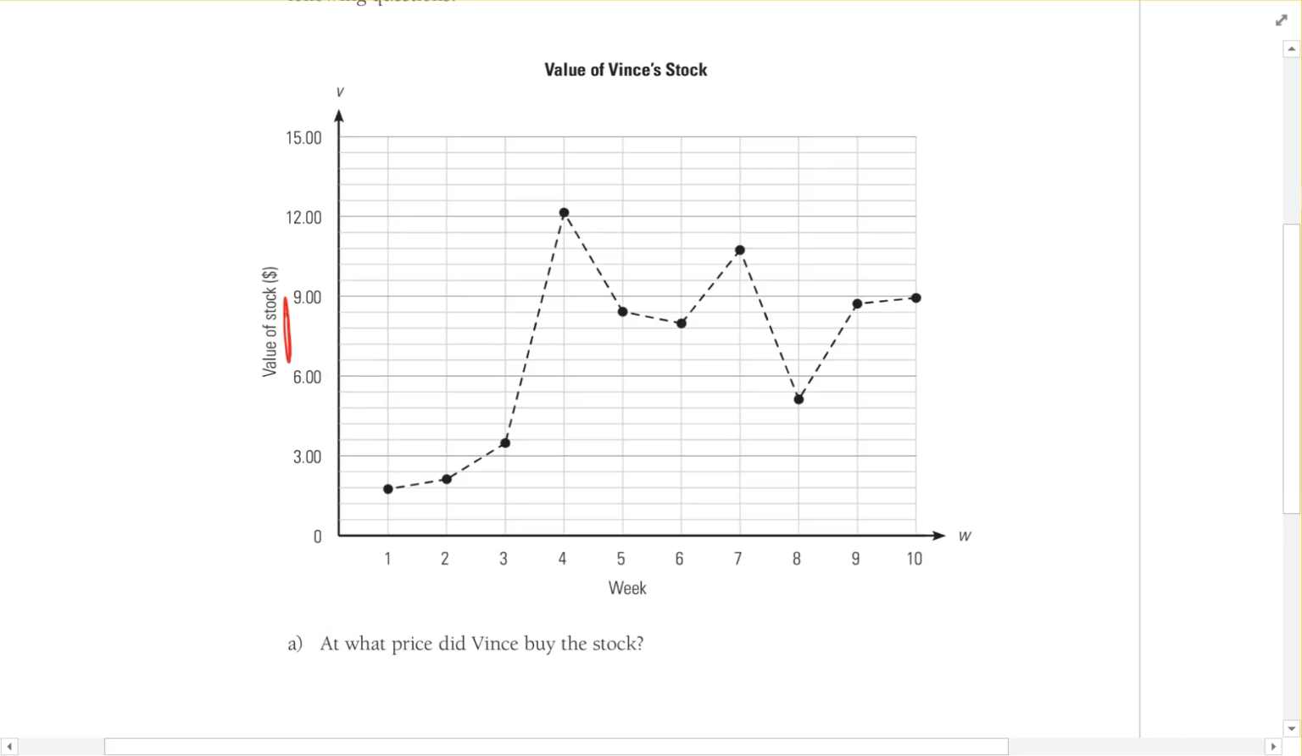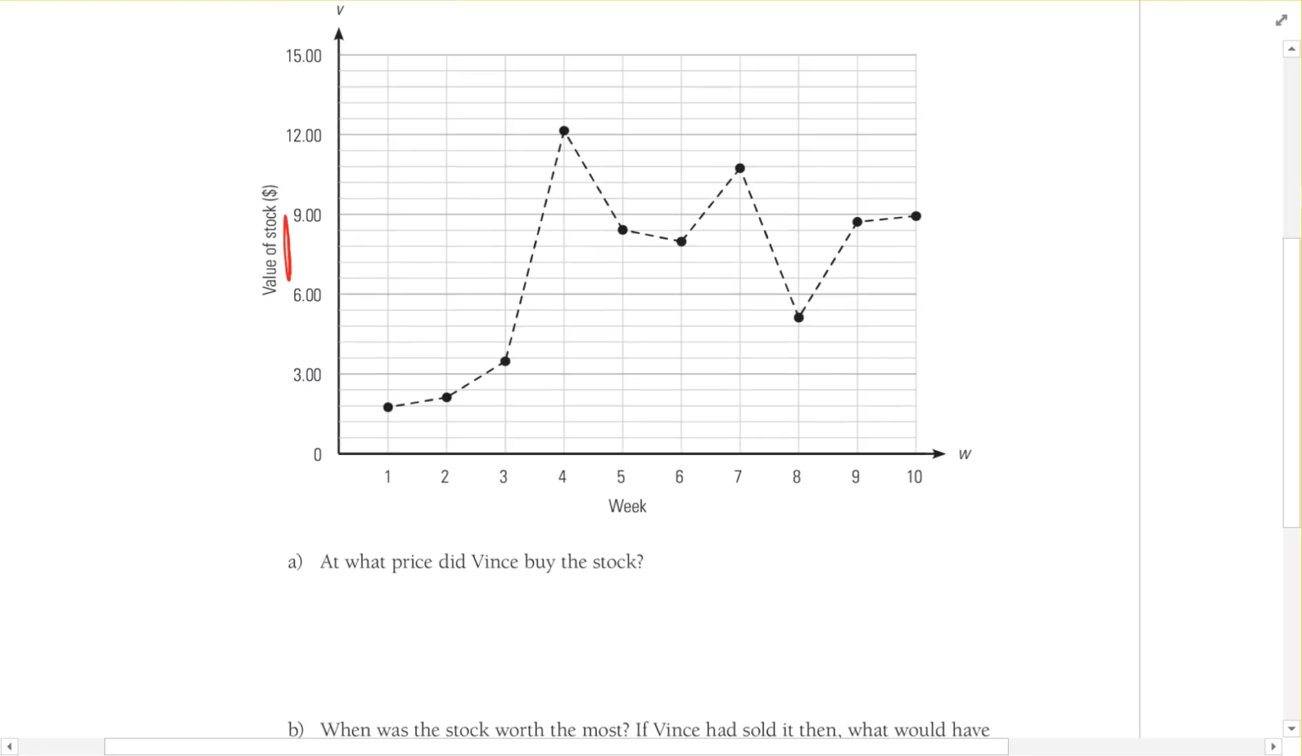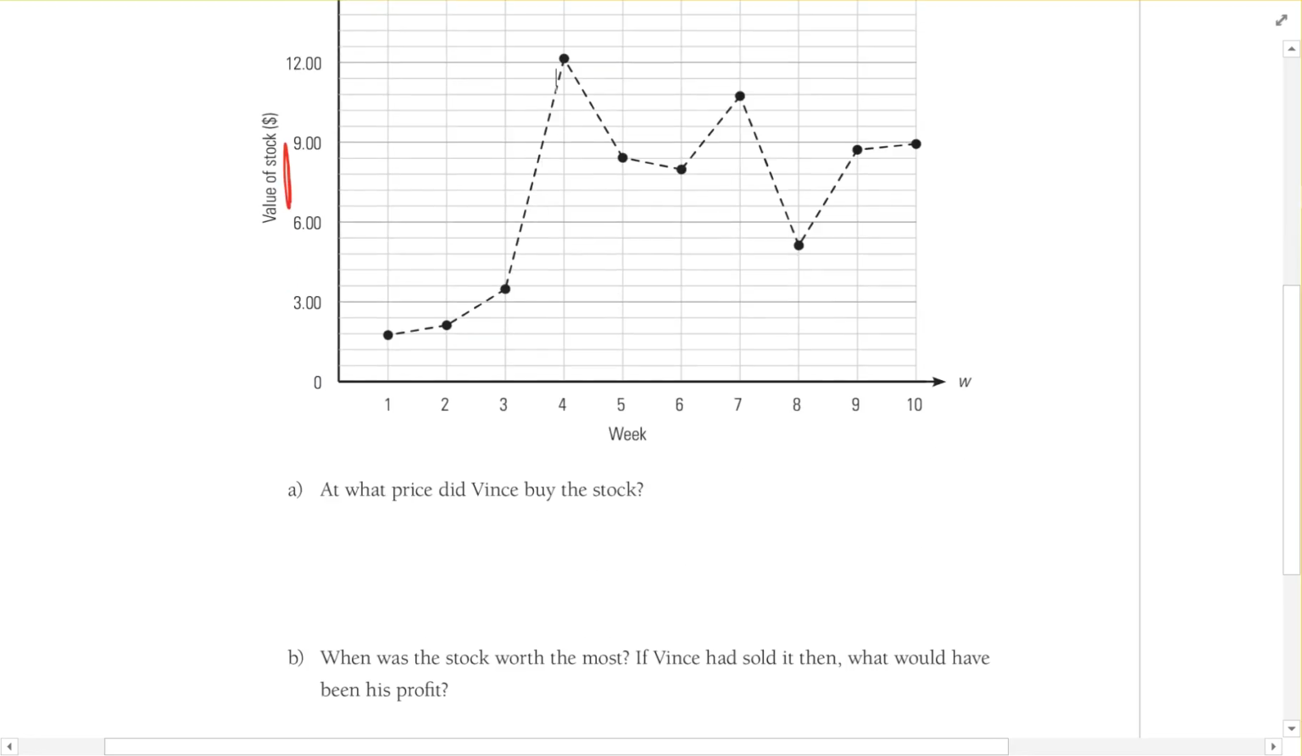If you buy a bunch of stock, then let's say you bought it at a certain price that it is down there. That stock might go up depending on how well the business does. So all of a sudden, if you bought it for $3 at that point, now at this point up here, 4 weeks later, that stock is now worth a lot more, right? It's worth over $12. So that's what I mean by stock. It's a way of investing in stuff. Anyway, so at what price did Vince buy the stock?